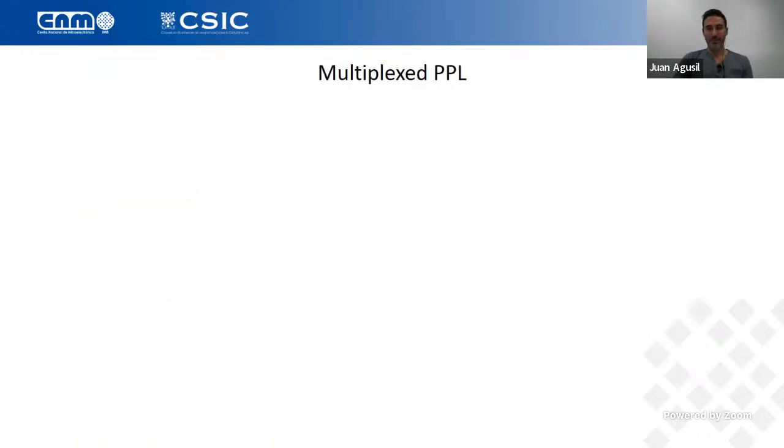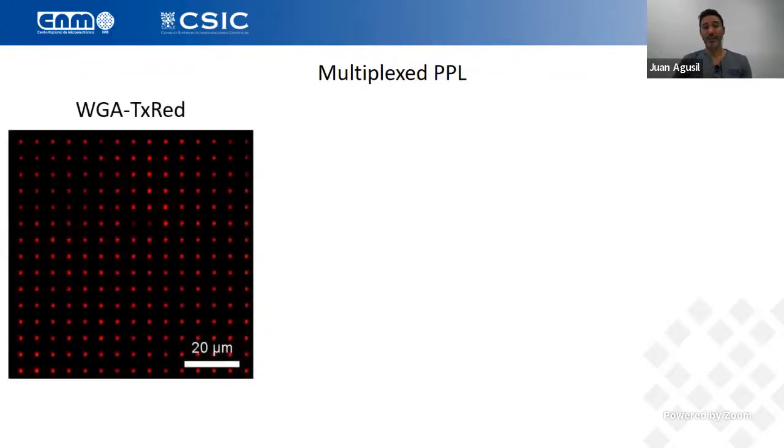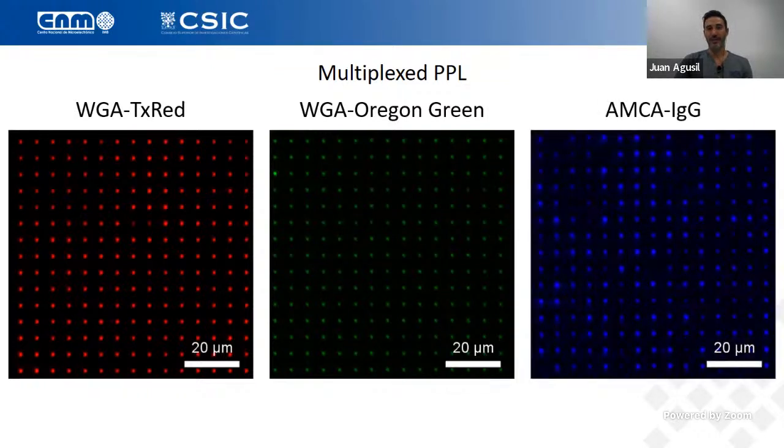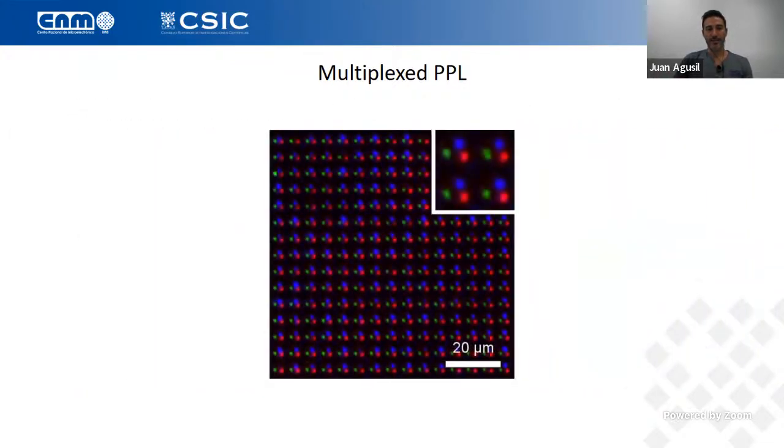Taking into account the micro and nano positioners of our machine, we can create multiplexed polymer pen lithography designs. In this case, for example, this protein, wheat germ agglutinin, was first modified with Texas red to emit in red. Then we translated the stamp, which was loaded with a green emission protein. And then finally, we translated the stamp along the substrate, and we added a third biomolecule, in this case an antibody. And if we join the images, you can see that we have a multiplexed microarray generated on top of the substrate.